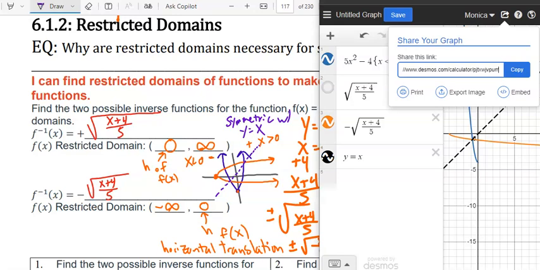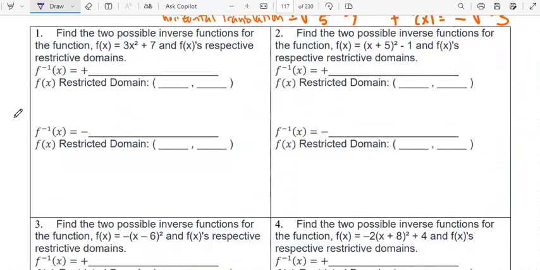Alright, try the other examples on your own.